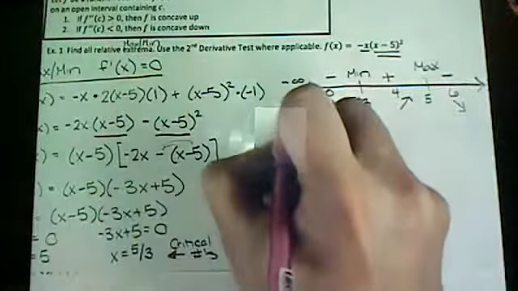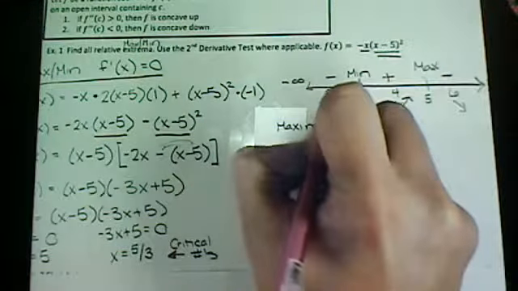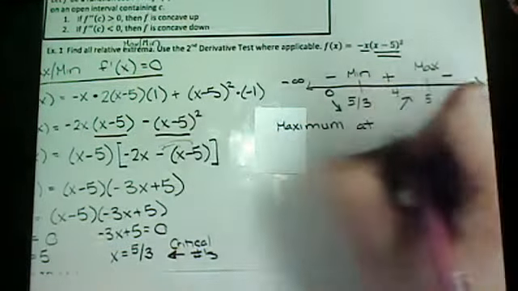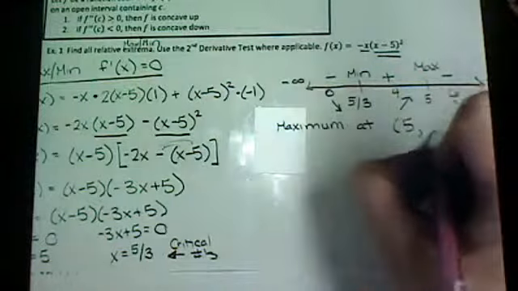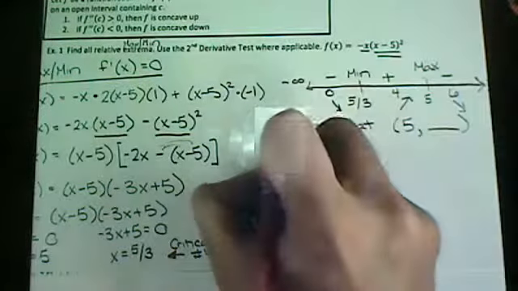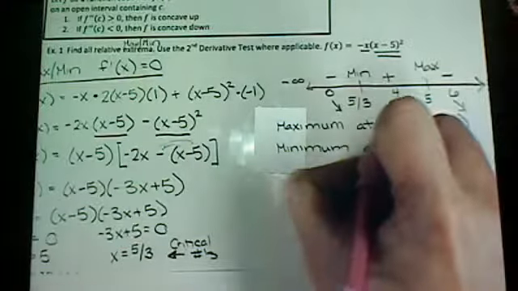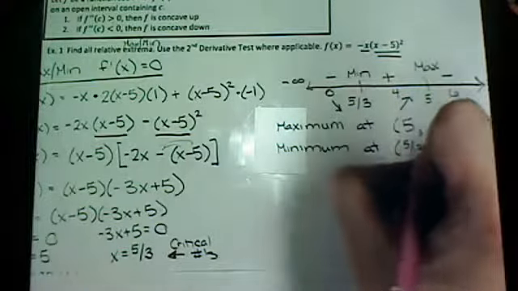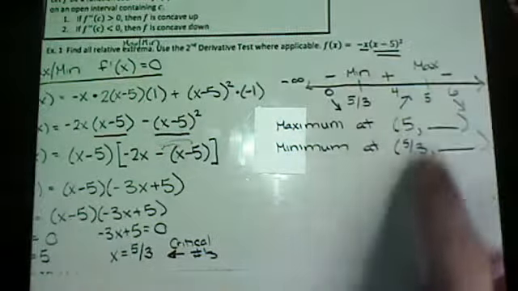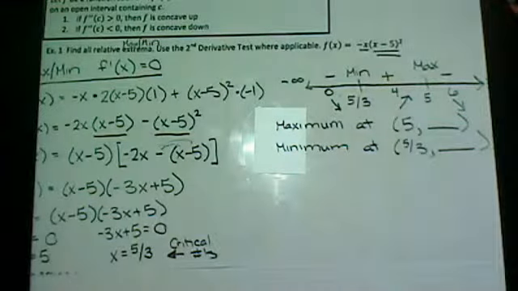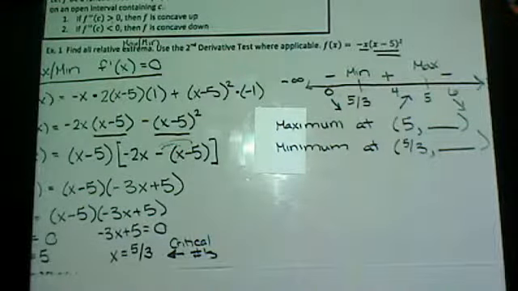So we have a maximum at 5, find your y value, and a minimum at 5/3, find your y value. I'm going to let you plug those in. Now it says use the second derivative test where applicable.